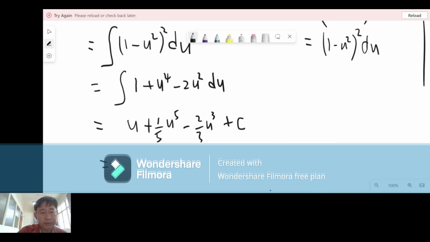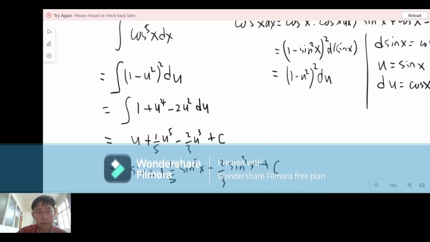Next, I will substitute u equals sine x back into this line of equations. u is just sine x. The second term would be 1/5 of sine power 5 x. The third term would be 2/3 of sine power cube x, plus a constant. So that is the solution to the integration of cos power 5.